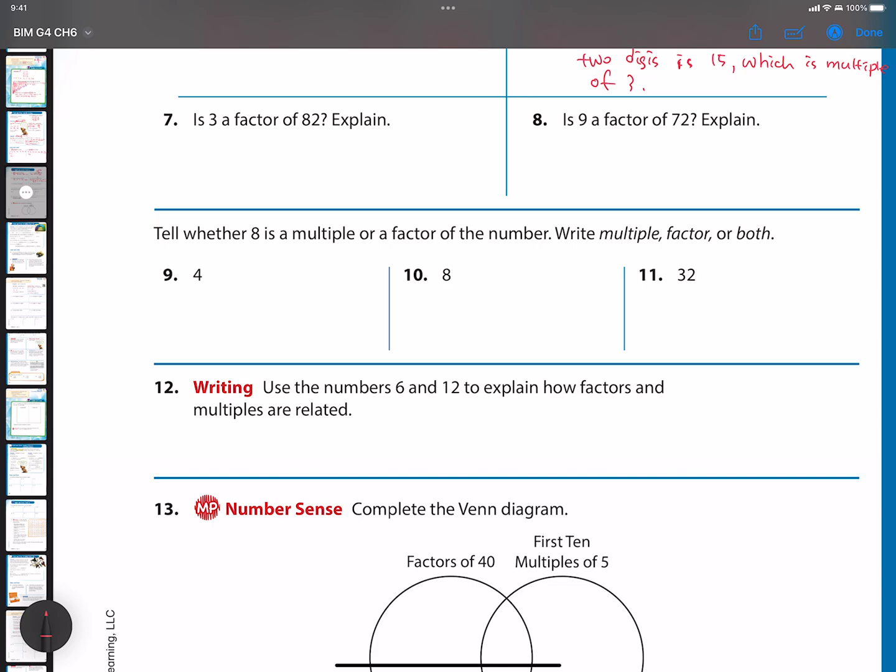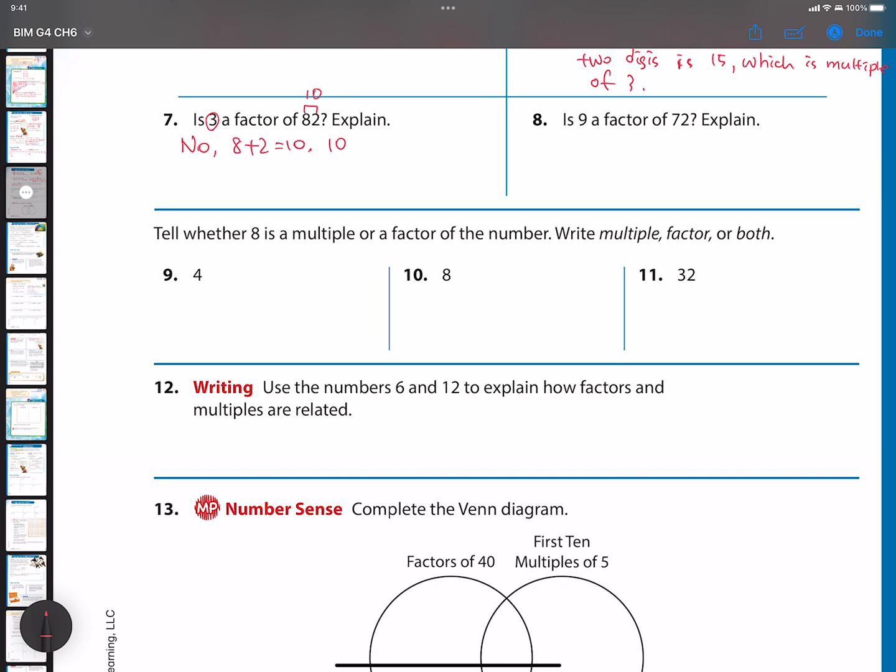Now number 7, is 3 a factor of 82? Explain. To be a factor, it has to be divisible by the factor and not have any remainder. To know that, we use the rule of divisibility. When you add these 2 digits, is the sum a multiple of 3 or not? So 8 plus 2 is 10, and 10 is not.